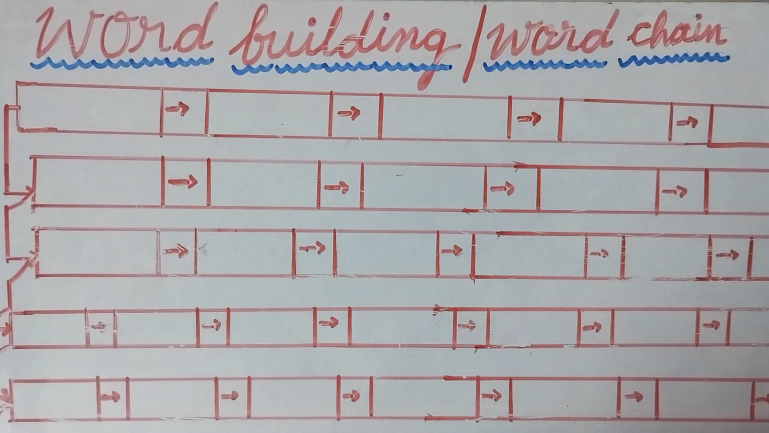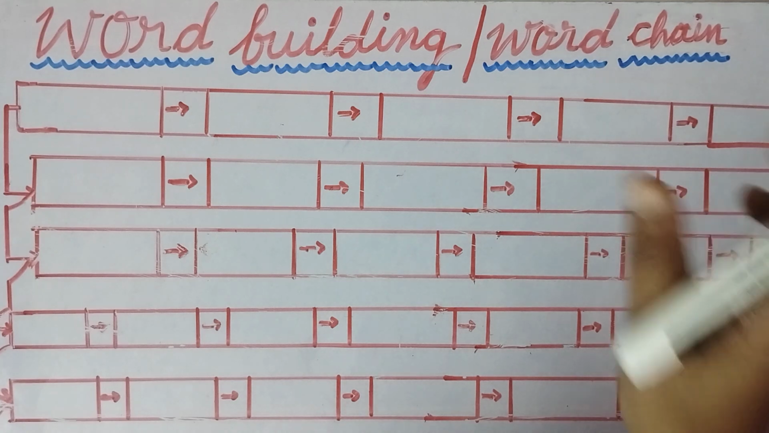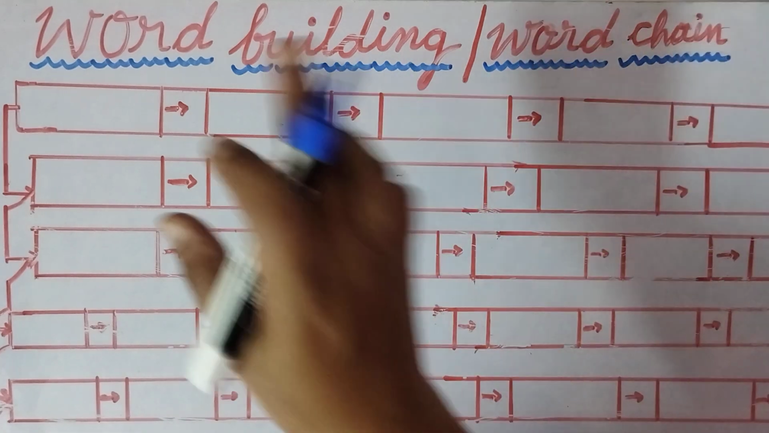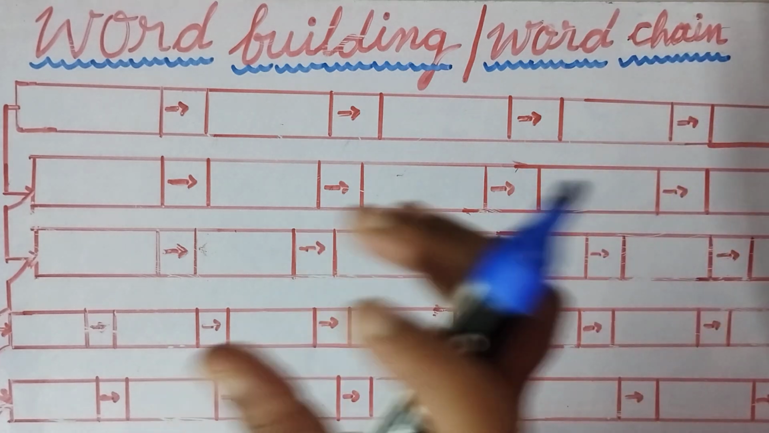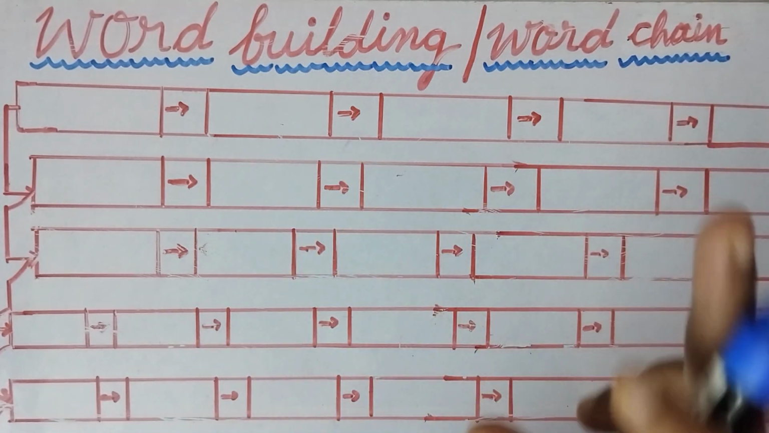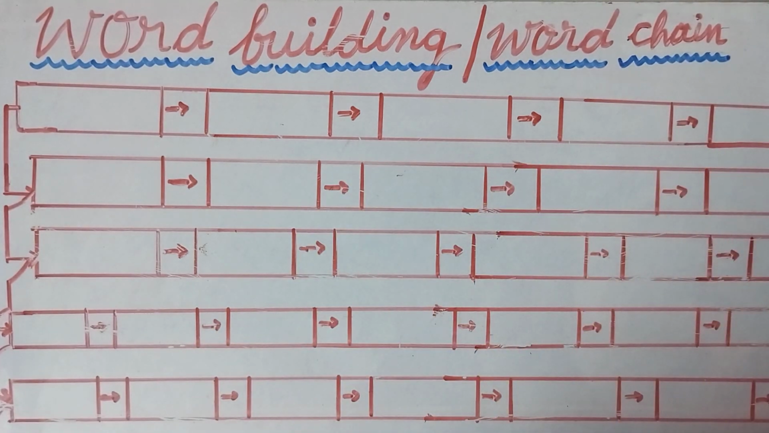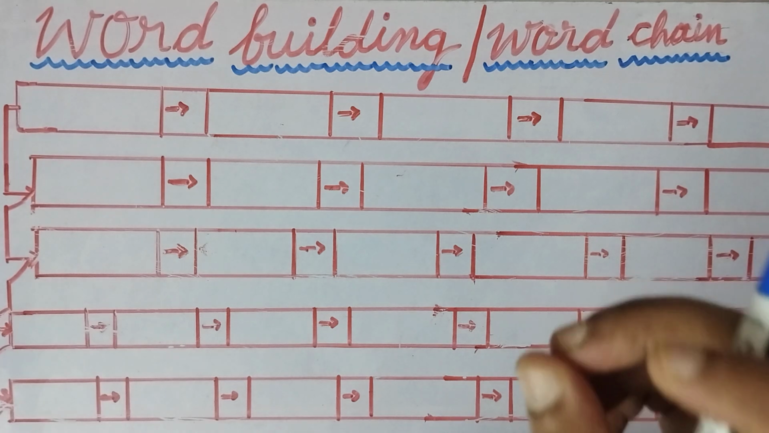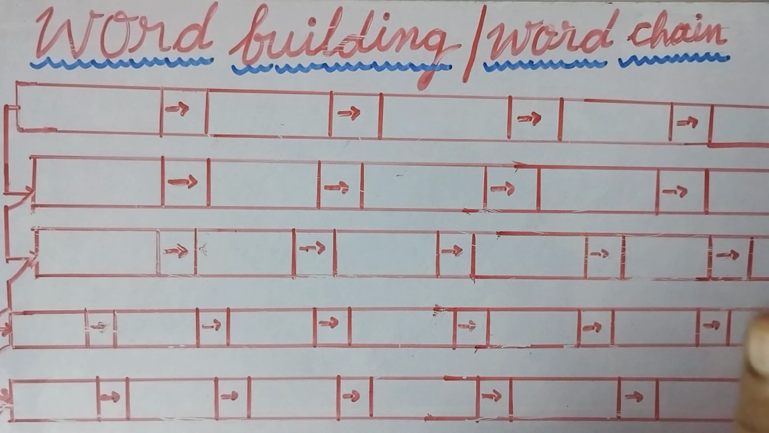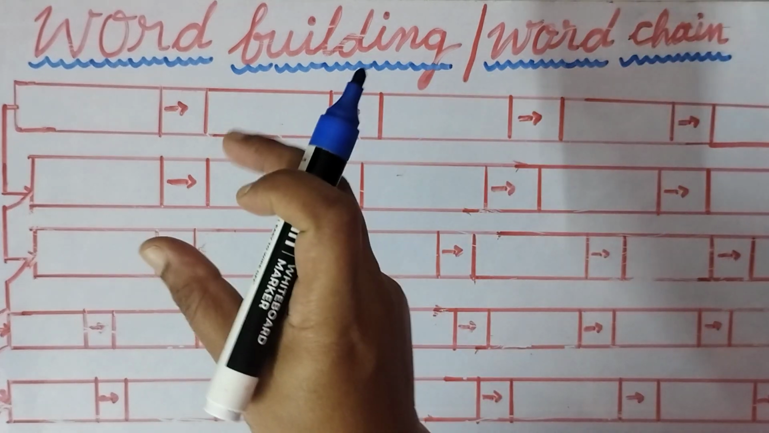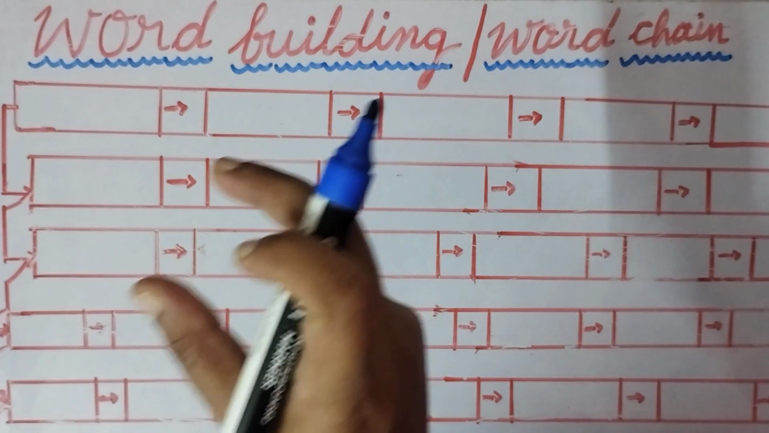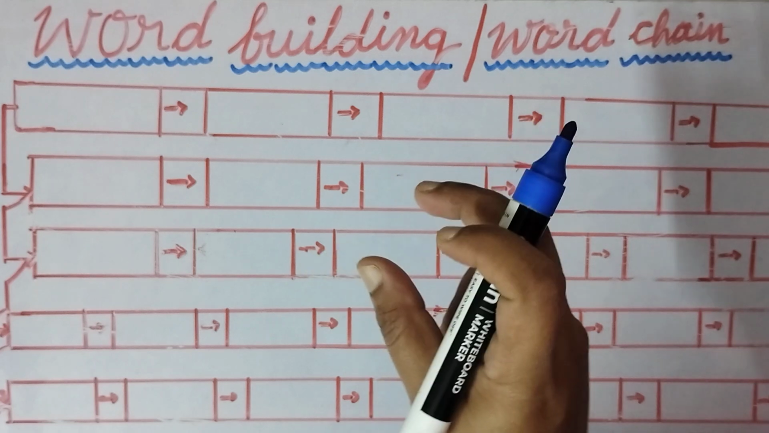A word chain is a game in which the players come up with words that begin with a given letter. For example, I wrote here apple. The last letter of apple is E, so we have to start from that last letter. Again we write another new word from the previous word's last letter. Okay, let's start.